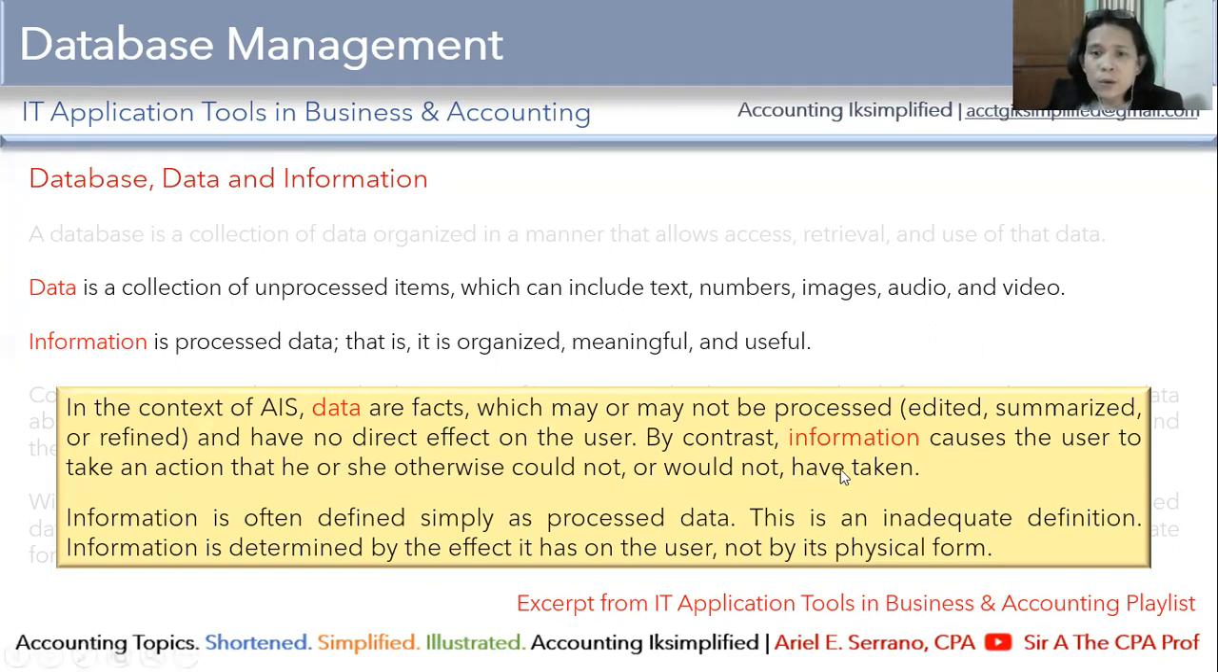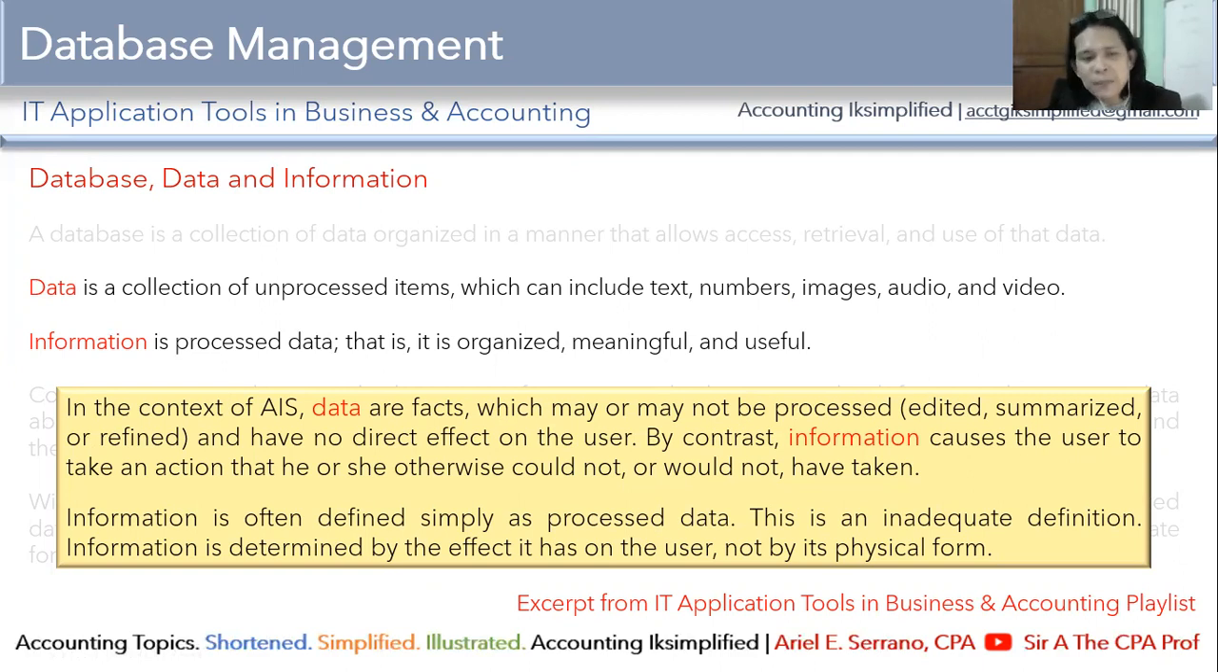Samantalang when we are talking of information, it causes the user to take an action na hindi niya gagawin, okay, kung hindi niya na-receive yung information na yon. So you see the difference, no? Because here, simply an information is a process data. But here, it causes the user to take an action.